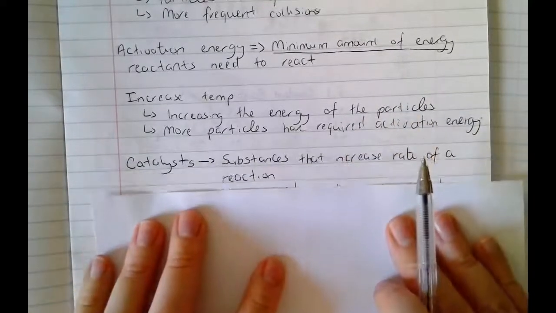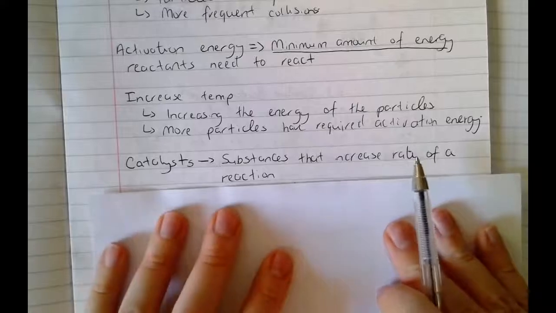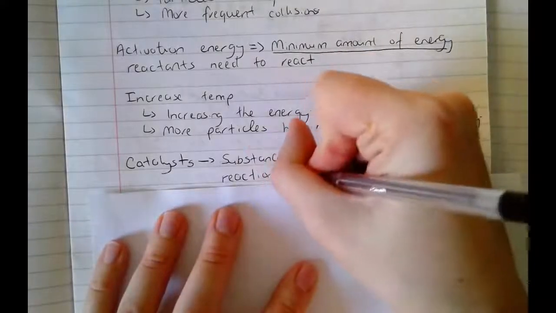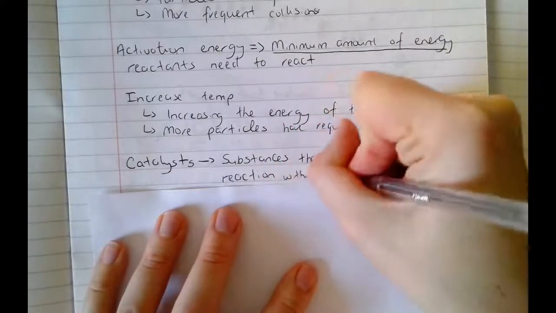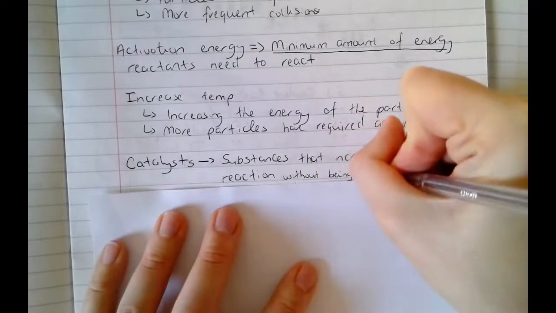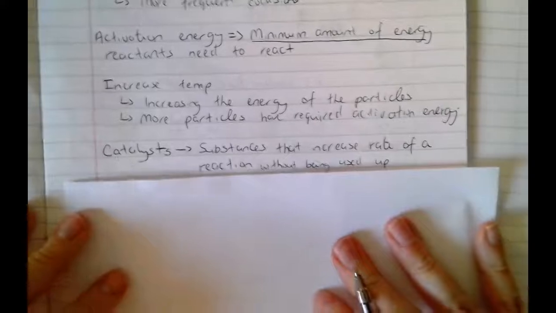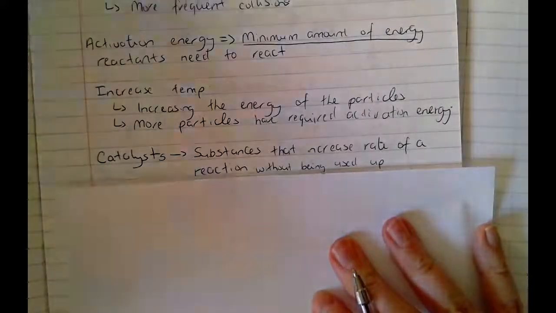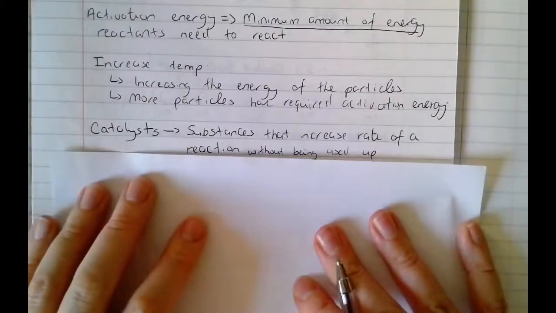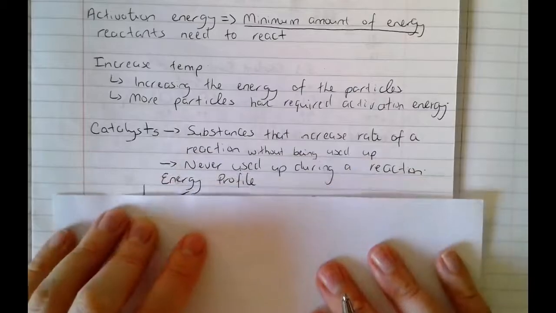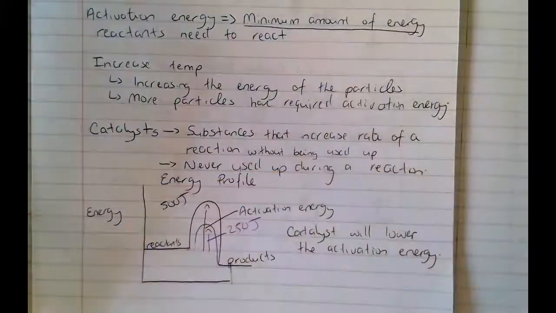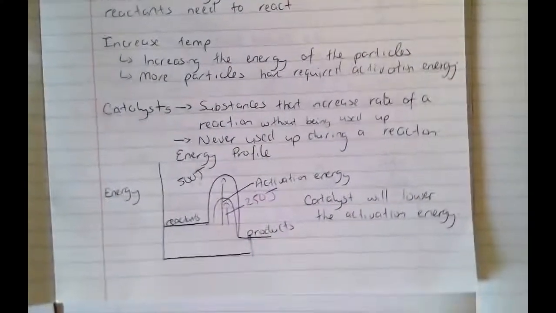There is one other thing that can increase the rate of the reaction, and that is a catalyst. And catalysts are substances that increase the rate of the reaction without being used up. For all of the other examples, we've seen that they increase the frequency of collisions, but catalysts don't do that. Instead, what catalysts do is they lower the activation energy required for a reaction.